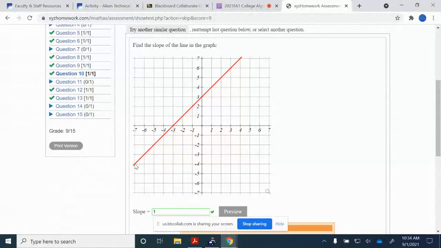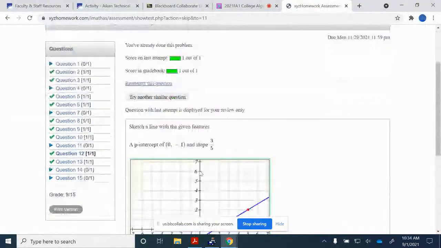So the thing here is just make sure that you're able to pull out the ordered pairs of your points. All right, we're going to take a look at number 12.